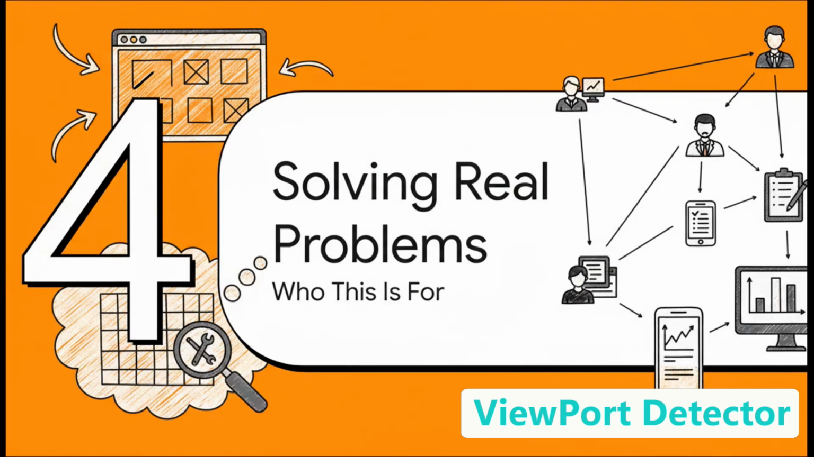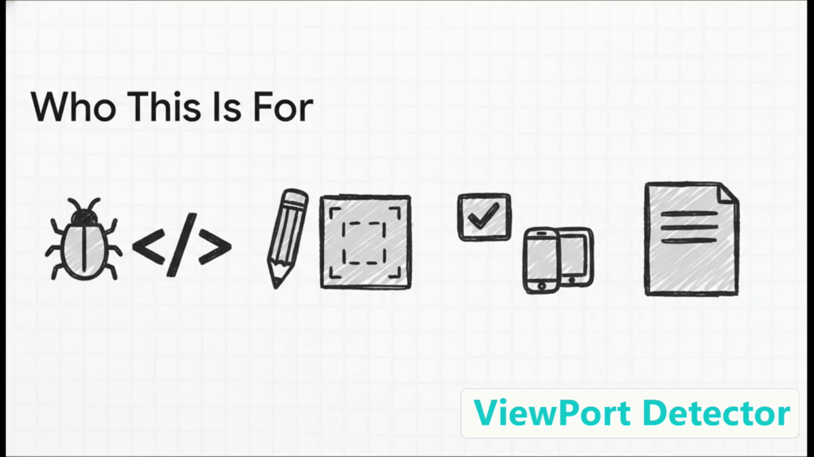Okay, so that's what it does, but how does this actually help you solve real-world problems? Let's talk about who really benefits from having this kind of info on hand. Honestly, this thing is a must-have for pretty much anyone on a web team. Developers, you can hunt down those infuriating breakpoint bugs in seconds. UI designers can validate that their vision actually translates to a real screen, not just their design file. QA testers can make sure behavior is consistent across devices. And hey, even content creators can get a true preview of what the end user is actually experiencing.